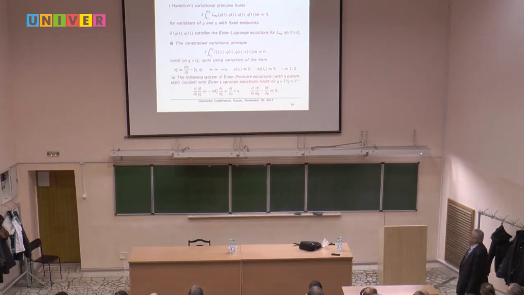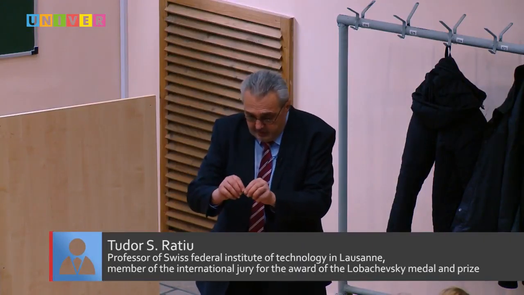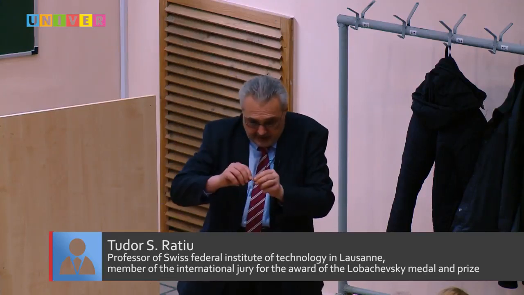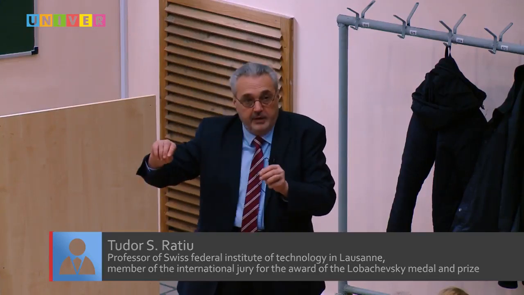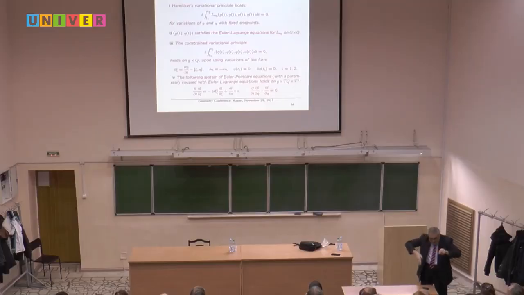Okay. So the question is, you see, when you do variational calculus, you take this point, you take another point, you take all the possible curves that connect this point to this point. And therefore, the variations of the curve at these endpoints are 0. This is how you do variational calculus.